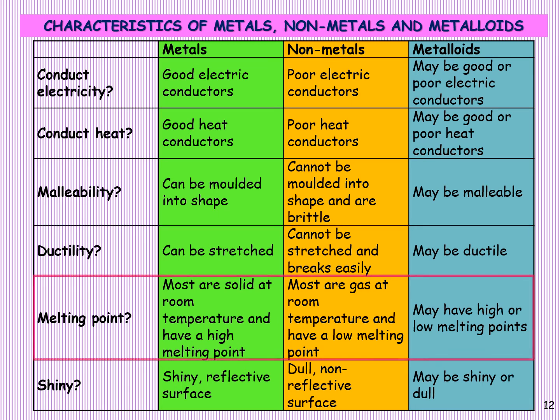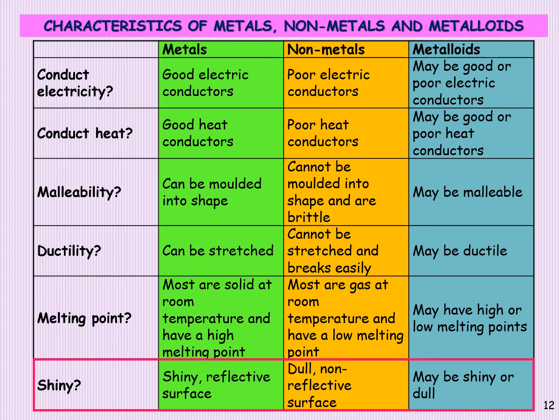The melting point of a material refers to the temperature at which the material becomes a liquid when heated. Different materials have different melting points. Metals are solid at room temperature. Therefore, they melt at high temperatures. Non-metals are gases at room temperature and melt at a low temperature. Metalloids may melt at high or low temperatures.